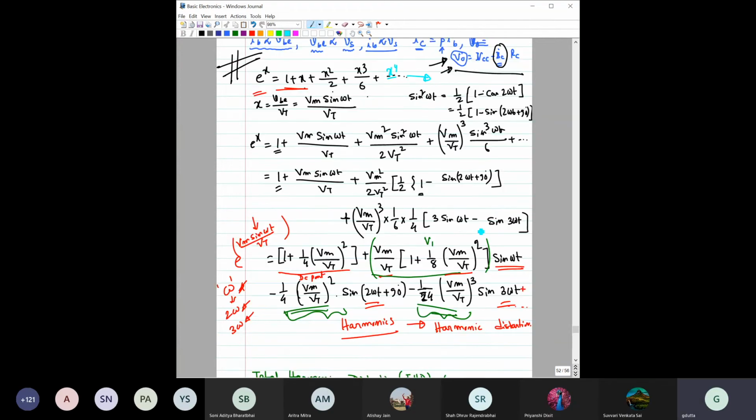Okay, so you can see from here, this is Vm by 2 Vt. Vm is itself a bit less than this Vt, so this term is less than 1. You take the square of a term which is less than 1, and for the third harmonic you take a term which is less than 1 and make a cube. So obviously these values are reducing. The magnitudes are reducing for the higher orders. So you might get those terms, but the values might be reduced.